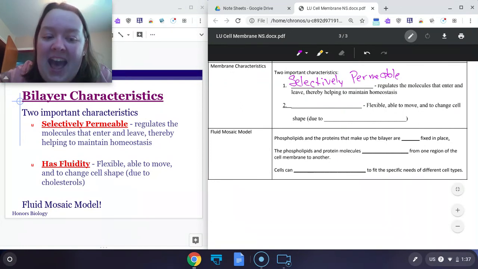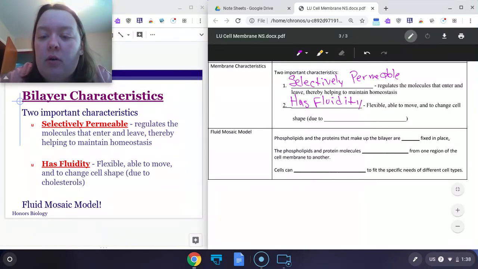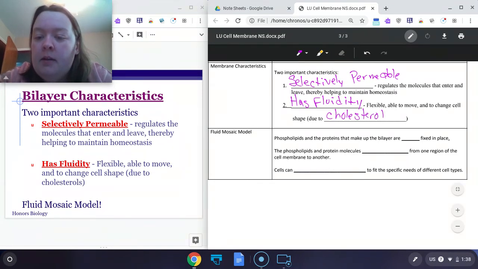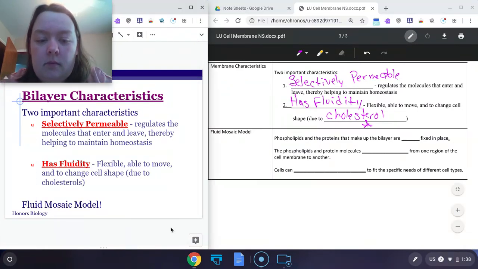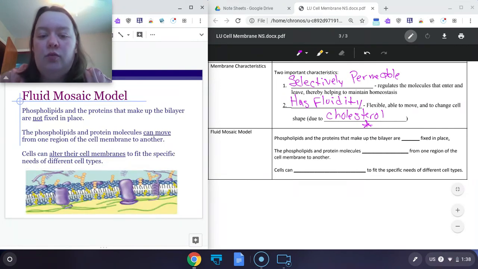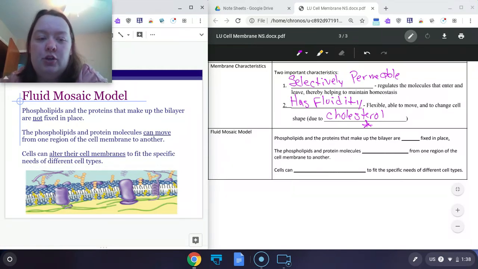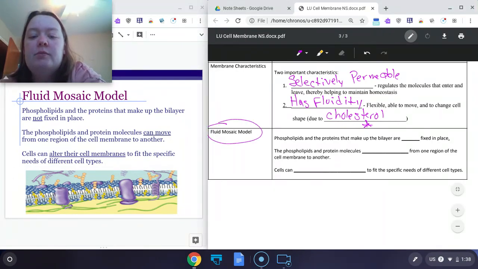The cell membrane has fluidity, meaning it is flexible. It's able to move. It can change its shape. Things move around from one side to another. And the reason that it does this is due to cholesterol. Cholesterol maintains fluidity in the cell. So that's when we said things move around and shift. That is the membrane being fluid, and that ability is due to cholesterol. Cholesterol is going to control how fluid a membrane is and how much it moves around. And that is why the cell membrane can be referred to as the fluid mosaic model.